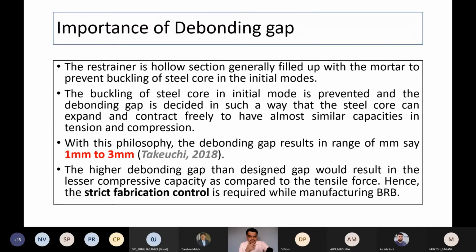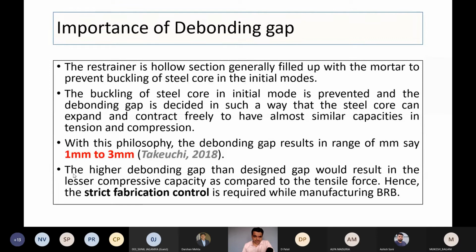So this we just touched upon, the importance of the debonding gap. The restrainer is the hollow section, generally filled up with the mortar to prevent buckling of the steel core in the initial modes. The debonding gap is decided in such a way that the steel core can expand and contract freely to have almost similar capacity in tension and compression.